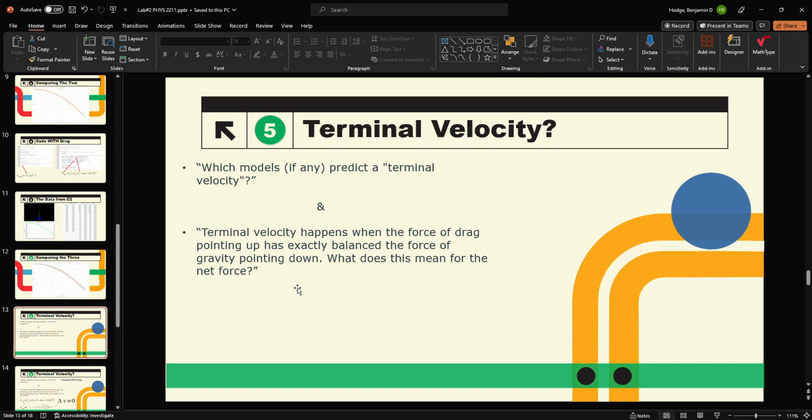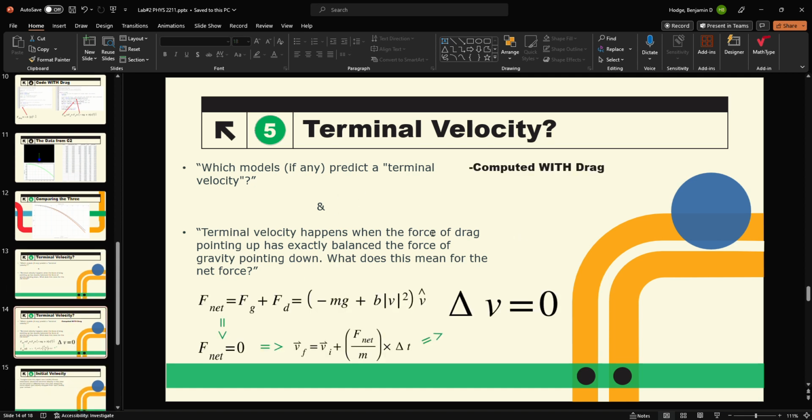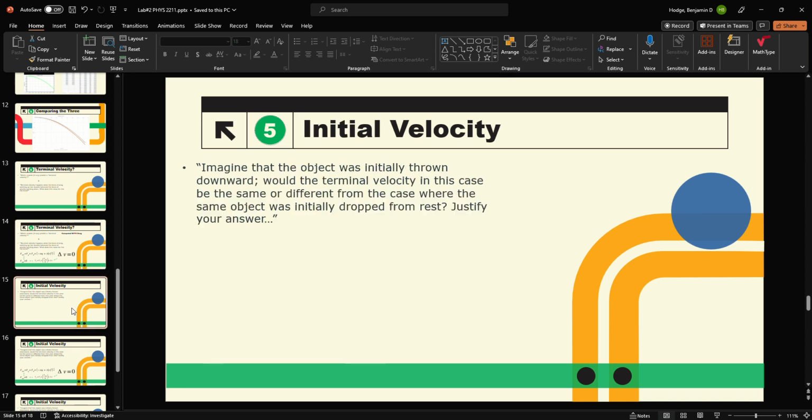Summary questions. Which models, if any, predicted terminal velocity? Well, the only one that has something subtracting from the gravitational force. As this formula shows, our net force is equivalent to our gravity plus our drag. If we're going to have a delta V equivalent to 0, we have to have our net force be 0, meaning that these two have to cancel out. The only way these two cancel out is if they're both present, which means our computed model with drag is the only one that would be able to work. If there wasn't a drag force, this thing would just accelerate down infinitely, constantly increasing in speed.